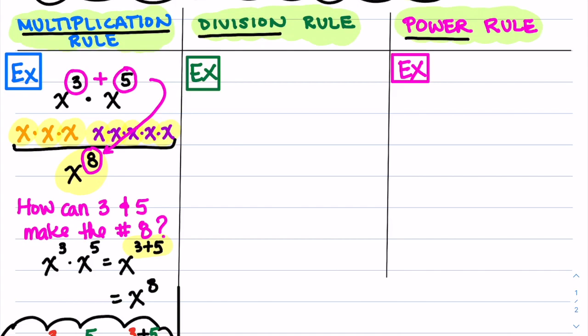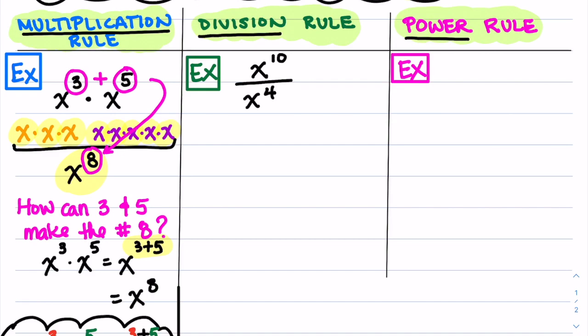Okay, now let's move on to the division rule. So what's a good example of something that would use the division rule? We could have something like x to the 10th power divided by x to the 4th power.